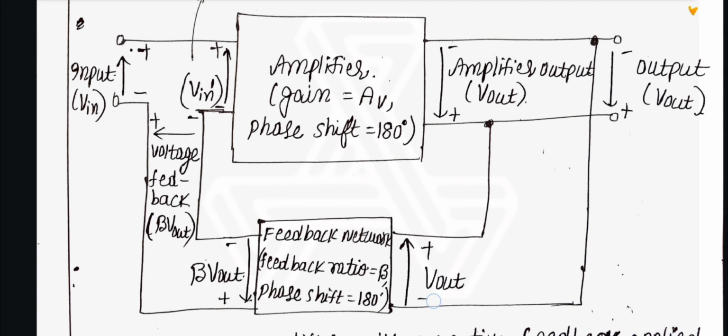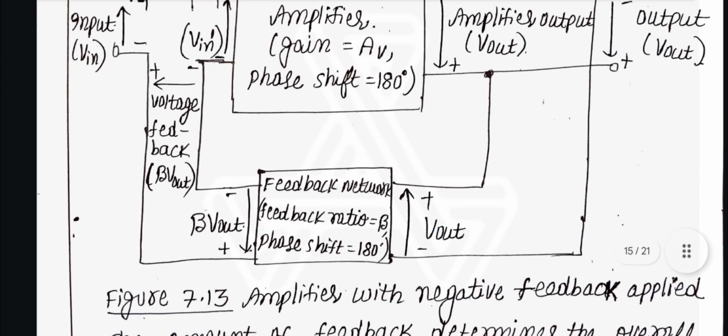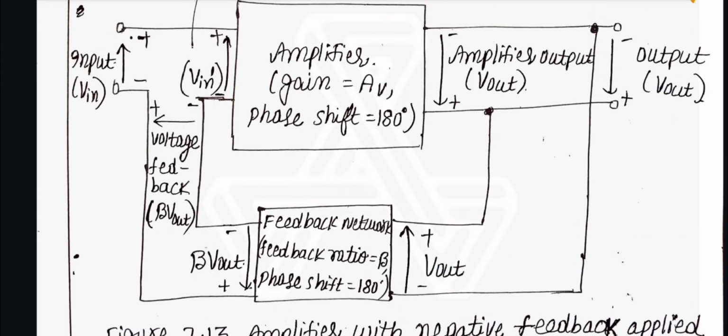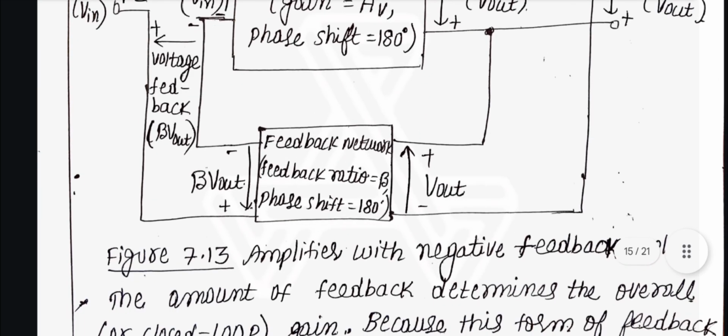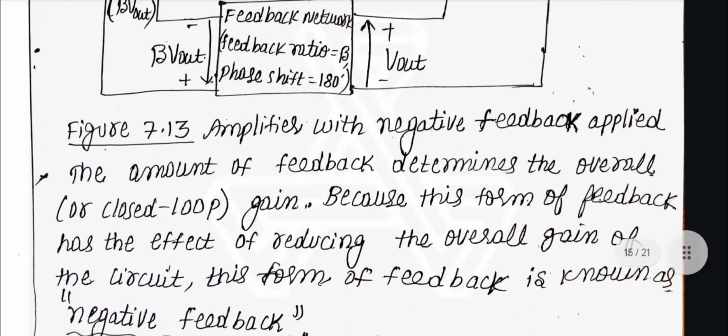Input to the amplifier of gain A, with a phase shift of 180 degrees, goes to the amplifier's output V out, which then goes to the feedback network with feedback ratio beta, phase shift 180 degrees. Beta V out is the voltage feedback, and again goes to the input V in. Amplifier with negative feedback applied. The amount of feedback determines the overall or closed loop gain.